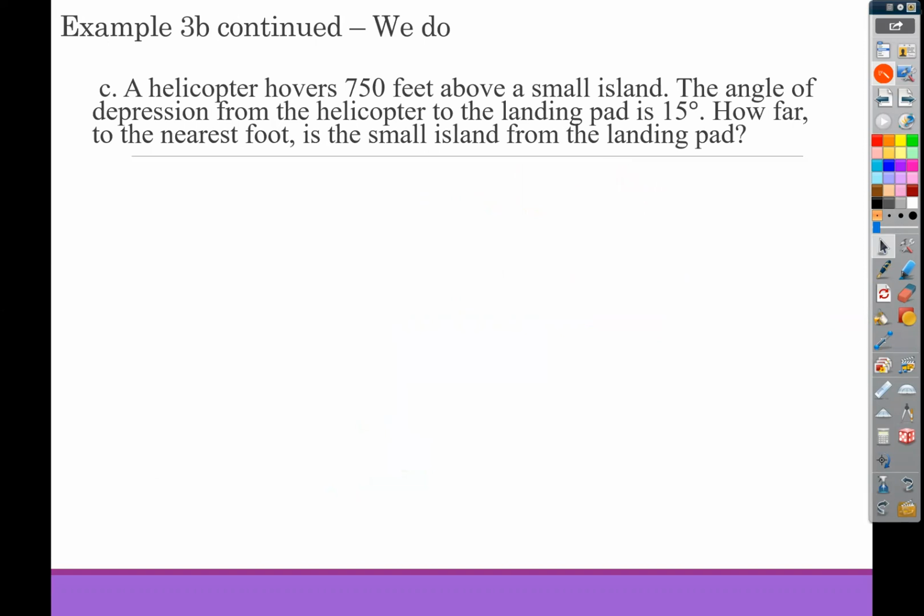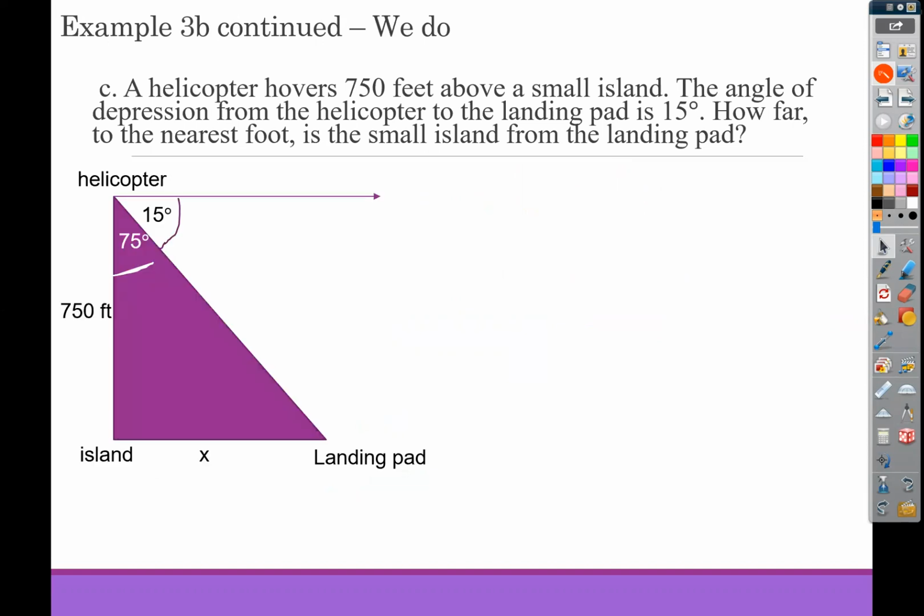3C. A helicopter hovers 750 feet above a small island. The angle of depression from the helicopter to the landing pad is 15 degrees. How far, to the nearest foot, is the small island from the landing pad? So this is what I came up with, okay? The helicopter is 750 feet above the island. The angle of depression is right here. That's 15 degrees.